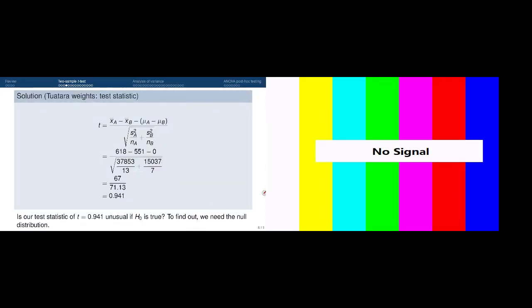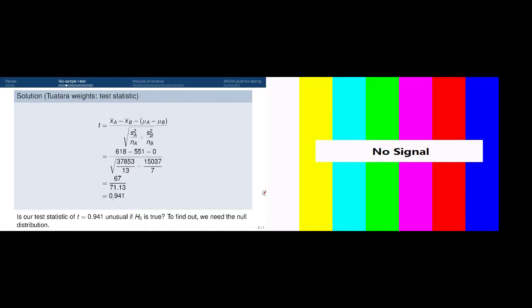All right, so in the example that we're looking at, our X bar A is just our sample mean from location A. X bar B is our sample mean from location B. The hypothesized difference in the population parameters is zero. So we just substitute zero in there. And S squared A is our sample variance at location A. S squared B is our sample variance at location B. And N A and N B are our sample sizes. So if we substitute those numbers in and run through the calculation, we end up with a test statistic of 0.941.